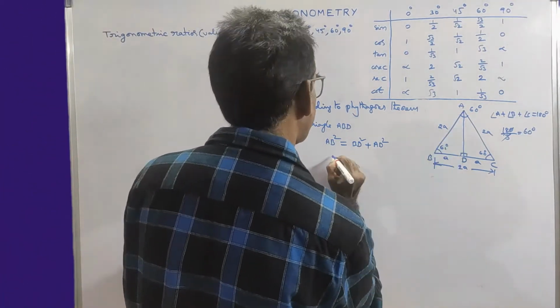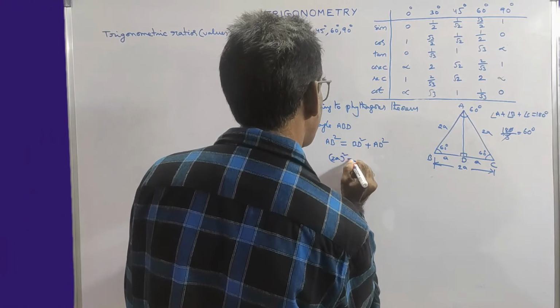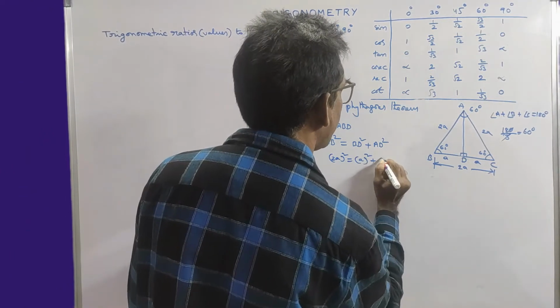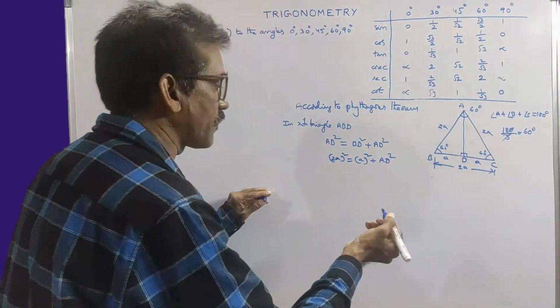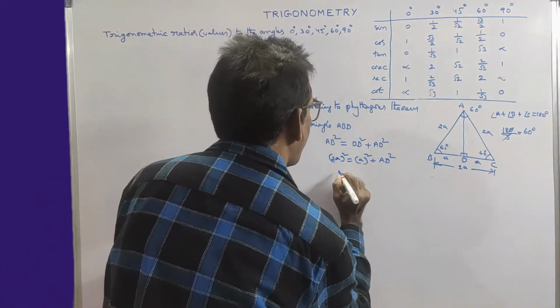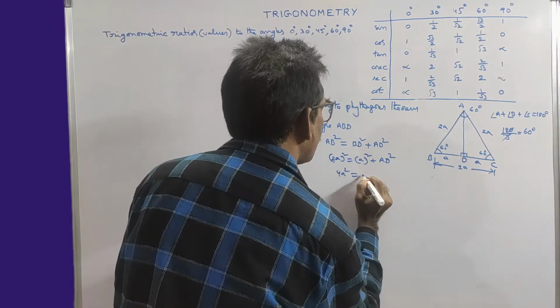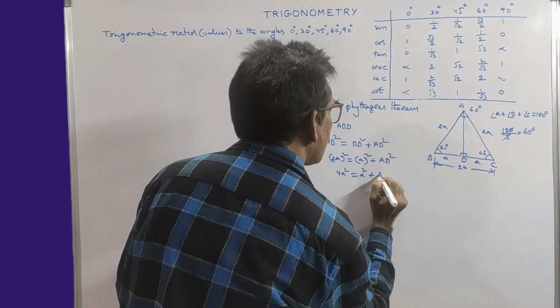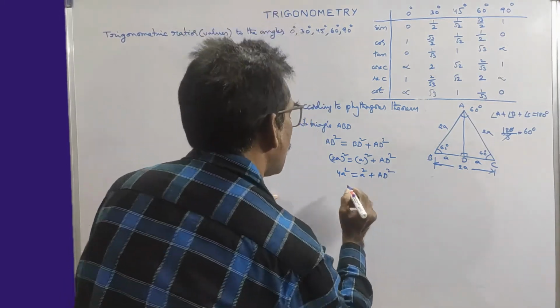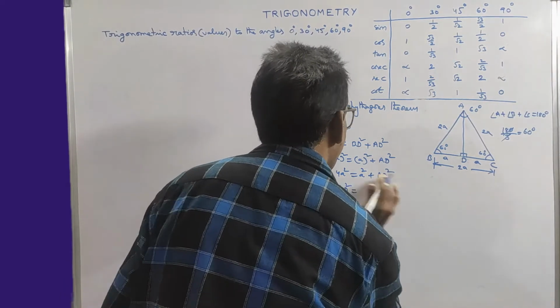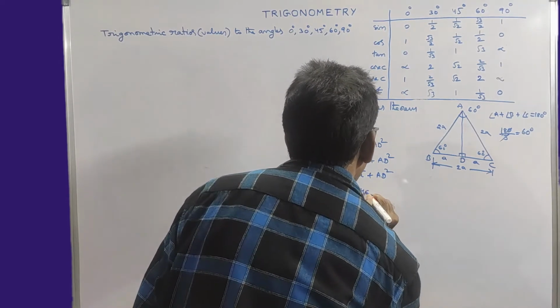Now substitute the given values. AB value you know, yes, 2a. Now square it. BD is a, square, plus AD we don't know. That only we should find out. Now expand this. 2 square is 4, so 4a square is equal to a square plus AD square, which remains like that. Now you want AD square. This you send to that side. What will happen?